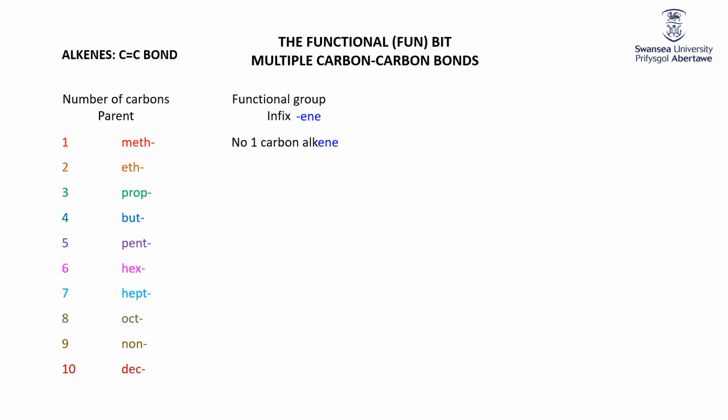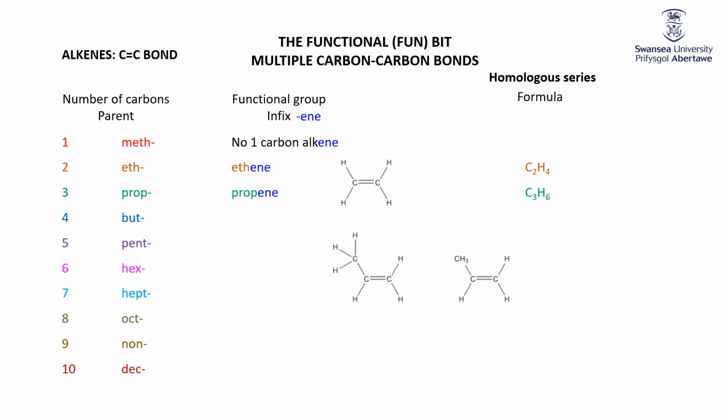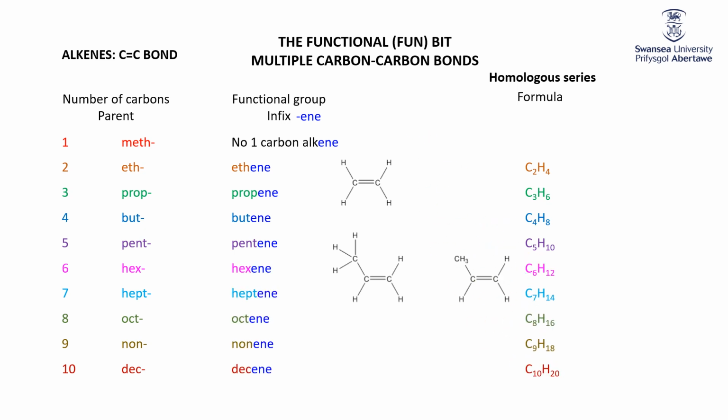There's no one carbon alkene because of course you can't have a carbon bonding to itself. So the simplest one is ethene. There it is, drawing it prettily like that. Now if we note again the homologous series formula for that is C2H4. Now we'll move to the 3 carbon propene. There's two ways to draw it, C3H6. Butene, C4H8, pentene, C5H10, hexene, heptene, octene, nonene, and decene.